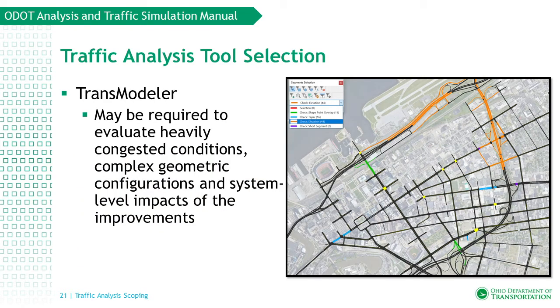Transmodeler is a micro-simulation tool that can model most roadway and intersections. As a stochastic tool, Transmodeler employs randomness in the computational methods to model real-world traffic conditions. While HCS is the preferred software for ODOT analysis because it is simpler to use, Transmodeler may be required to evaluate heavily congested conditions, complex geometric conditions such as a complex weave, and system-level impacts beyond the capabilities of HCS.